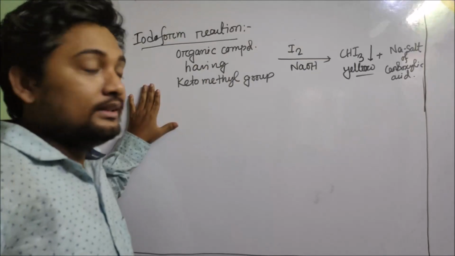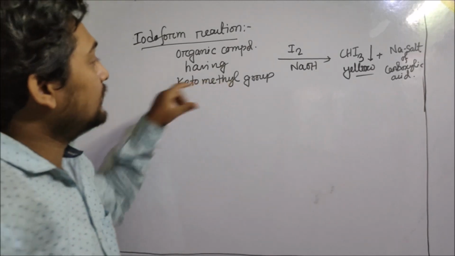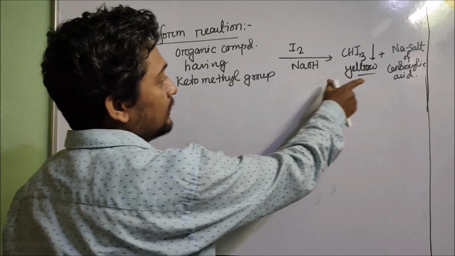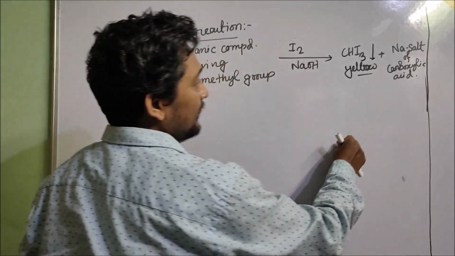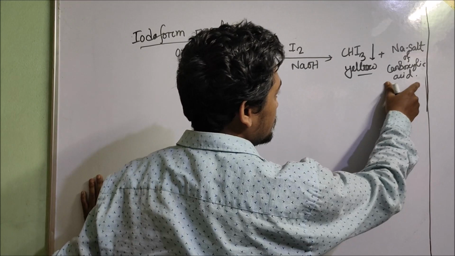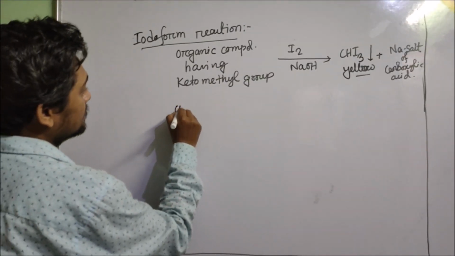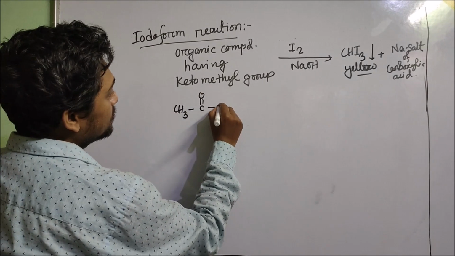In this reaction, an organic compound having a keto-methyl group reacts with iodine in the presence of a base. Iodoform, a yellow colored precipitate, is produced, along with the sodium salt of a carboxylic acid. For example, CH3CO, suppose here is H.